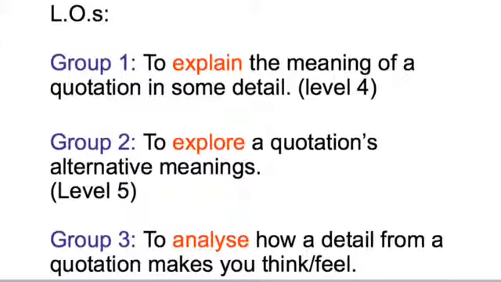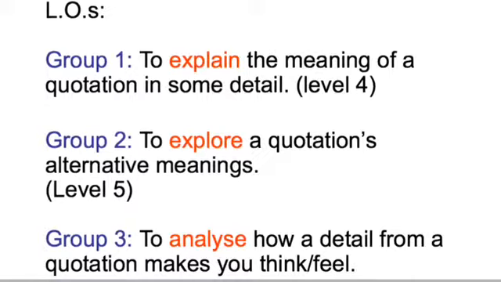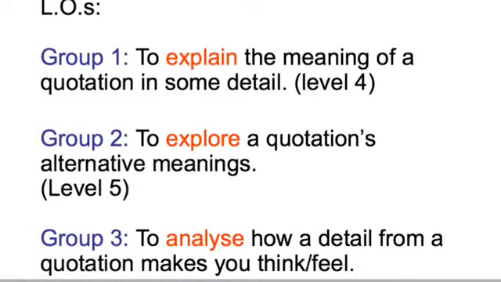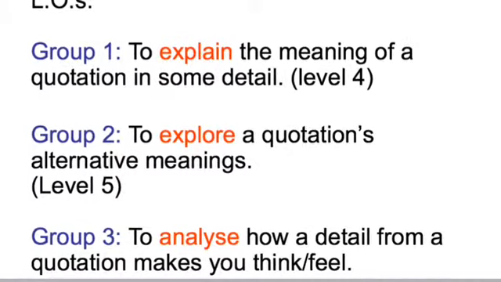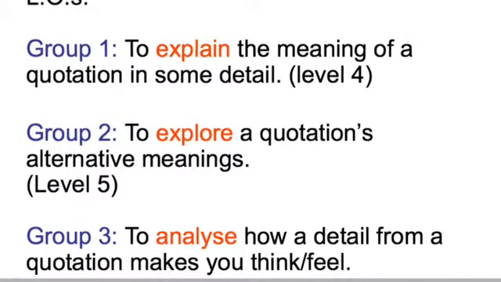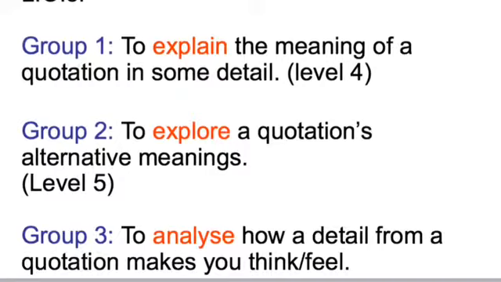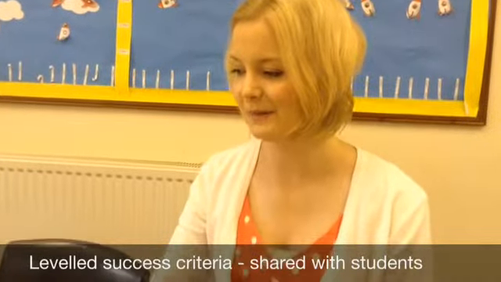So, for example, with a Year 7 group, I had Group 1 explaining the meaning of a quotation in detail, Group 2 exploring alternative meanings, and Group 3 analysing how a detail from a quotation makes you think or feel. So we had Level 4, Level 5 and Level 6, so it's quite clear to the students. And then I thought, how do I keep that going throughout the whole of the lesson?